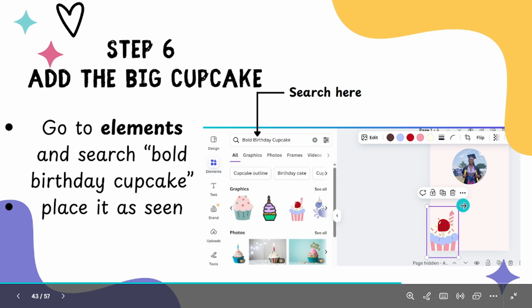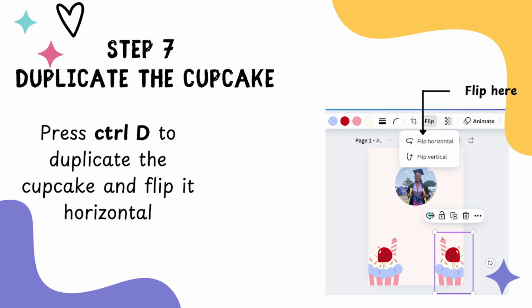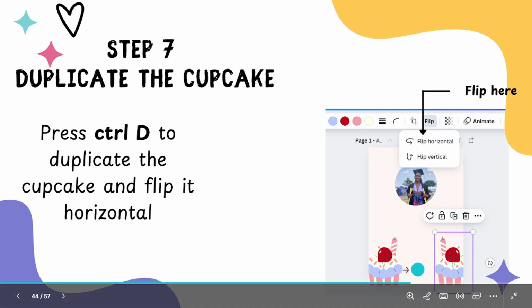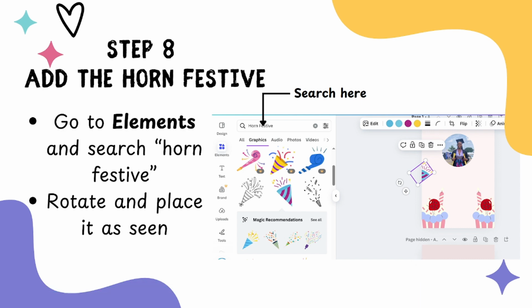We size it and then place it where we want it to be. So the next one is to duplicate the cupcake, because we want it being two, and then we'll flip it. All right, so it will be facing each other. Then the next one is for us to add horns, right?